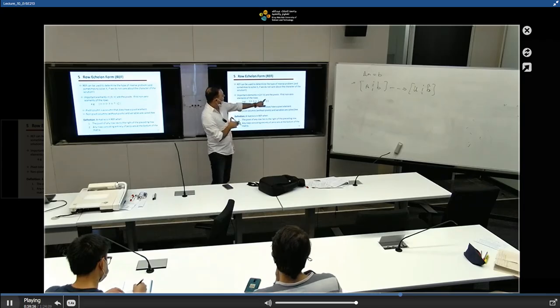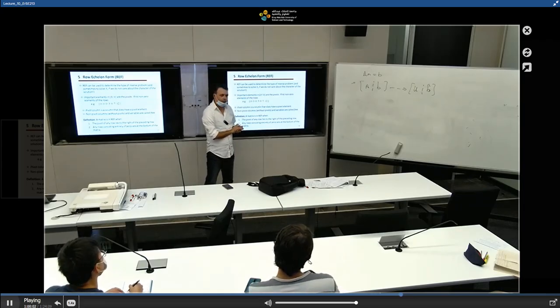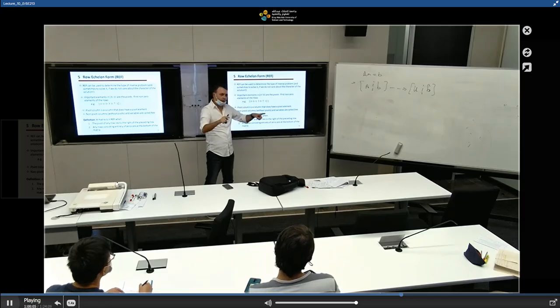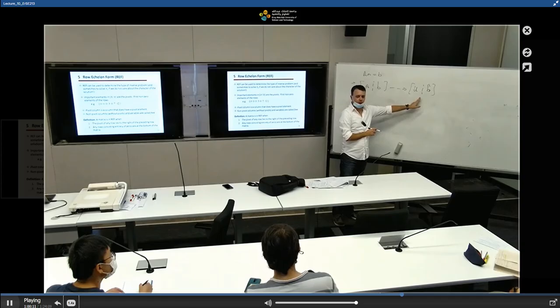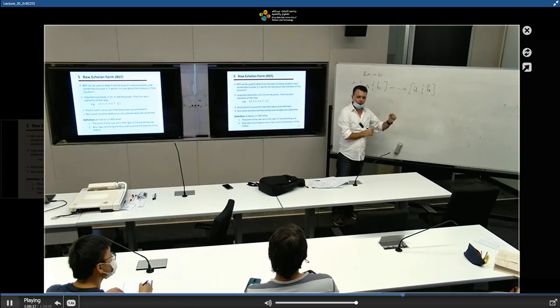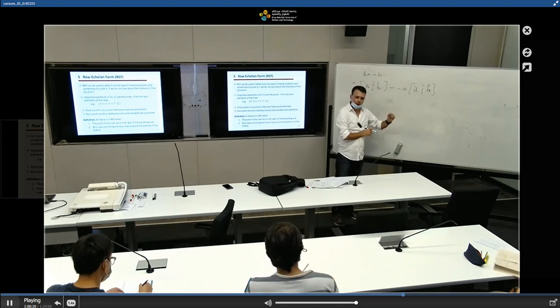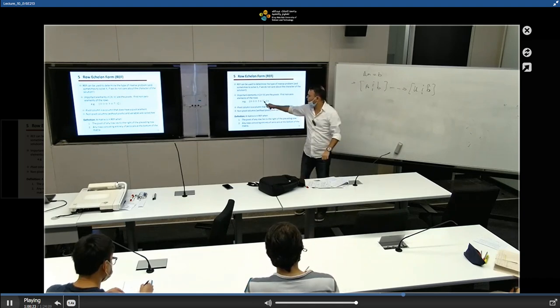Now I will define a pivot element. What is a pivot element? After I did the transformation from A, b to U, b tilde, the pivot for each row is the first non-zero element of the row. We call it pivot. So here it is 3.